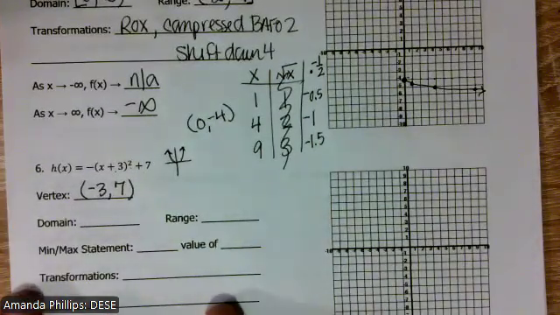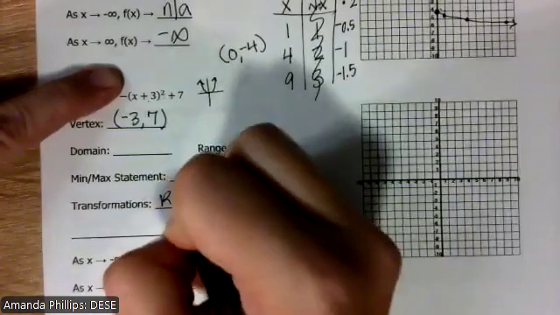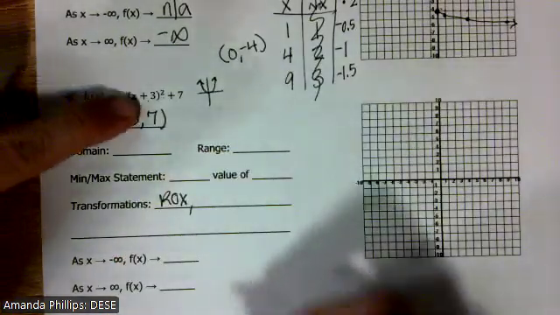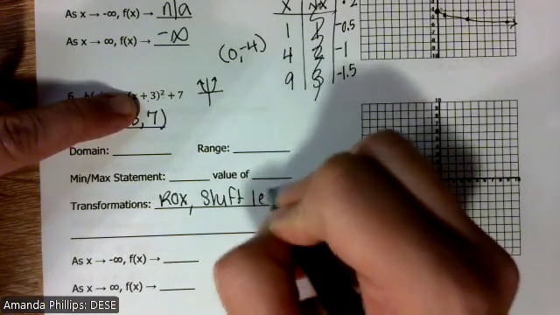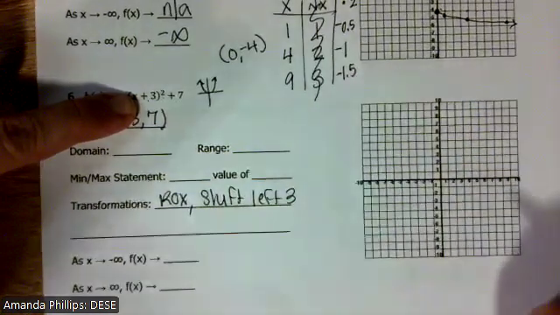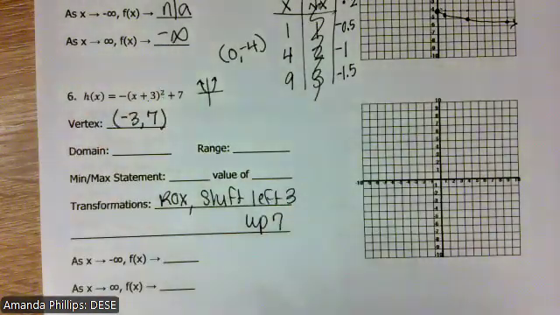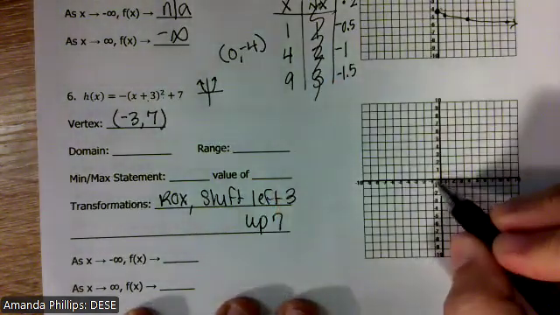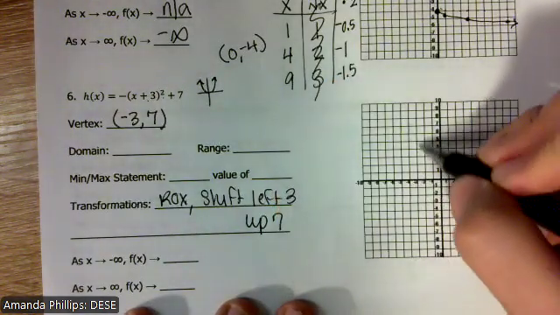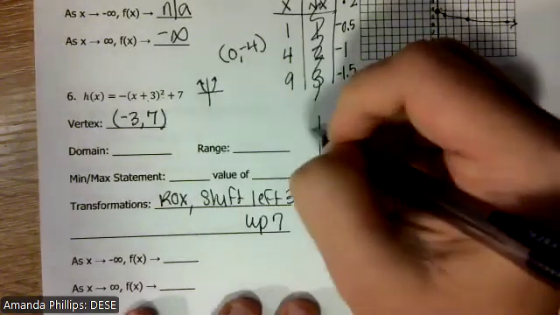I mean, I guess we could fill in transformations, huh? There we go. I know it's going to have a reflection. It's a reflection over x. It's going to be shifted. It says +3, so I know it's going to be shifted to the left 3 because H lies. And then I know it's going to go up 7. Okay. All right. So the vertex we said was -3, 7. So this is our starting point. And let's go ahead and make a table.